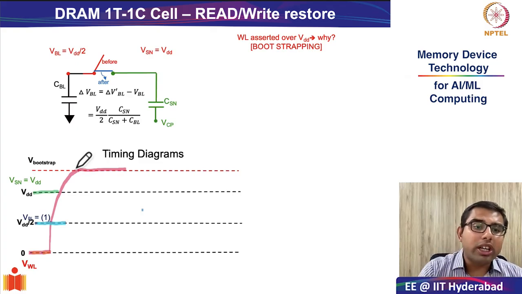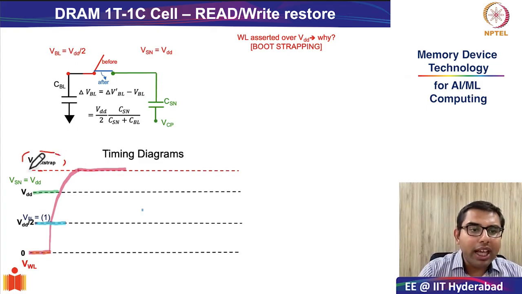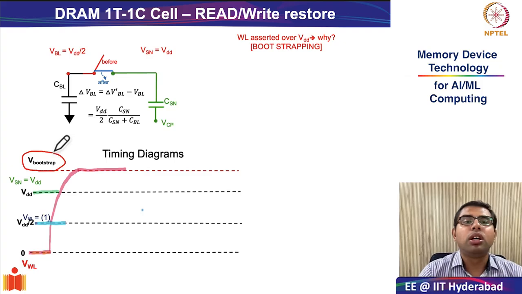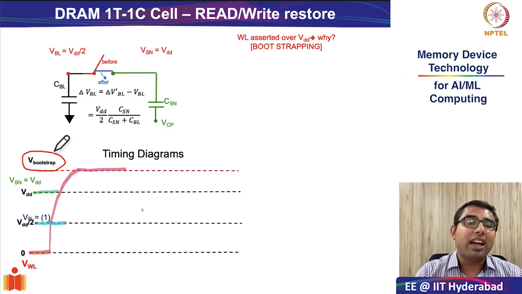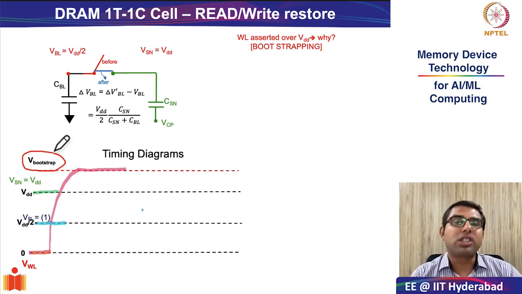And this voltage, which is slightly more than VDD, is called the bootstrap voltage. Okay. So this word line is asserted to V bootstrap, which is slightly more than VDD. And this process is called bootstrapping. So think a little bit carefully. Why are you doing this bootstrapping? I will come back to the answer very soon within this slide itself. Why are you asserting the word line of the transistor to more than VDD?